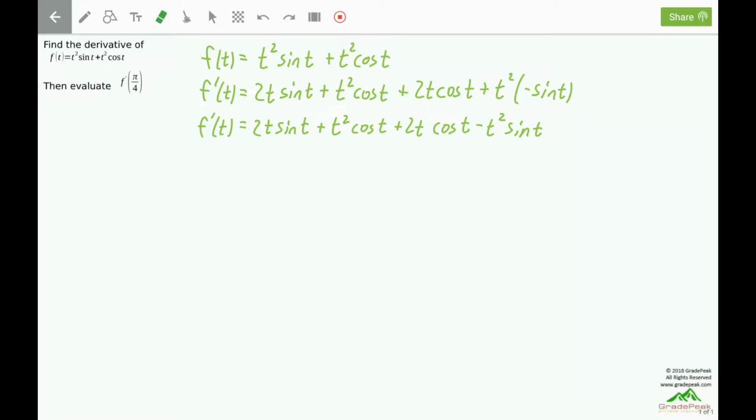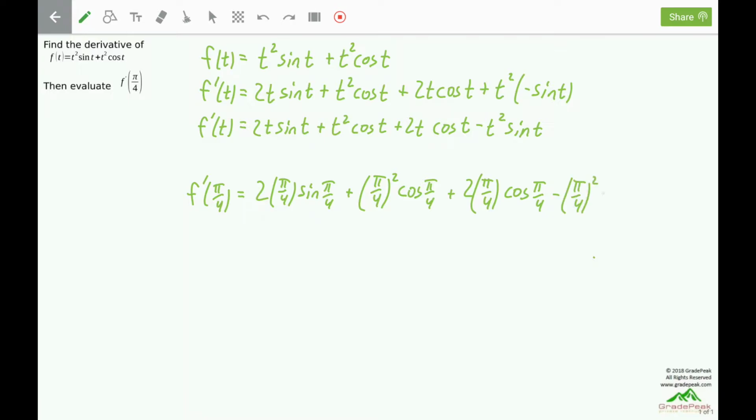The next step is to evaluate f prime of pi over 4. We're going to plug pi over 4 in for each of the t's. 2 times pi over 4 times the sine of pi over 4 plus pi over 4 squared times the cosine of pi over 4 plus 2 times pi over 4 times the cosine of pi over 4 minus pi over 4 squared times the sine of pi over 4.